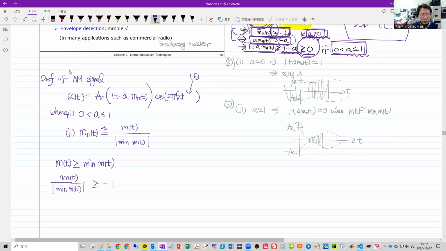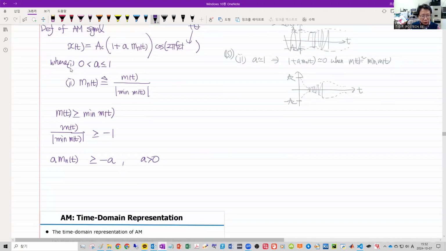Then this is greater than or equal to -1 always. Now we multiply A to both sides, assuming A is positive. Ready? And we add 1 to both sides. And we put one restriction: this is less than or equal to 1.